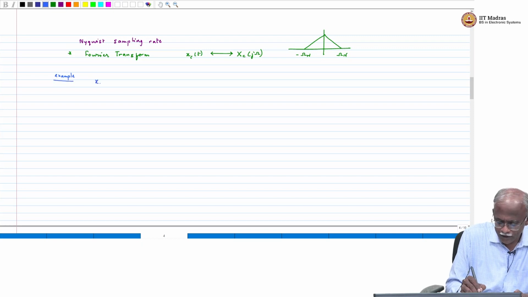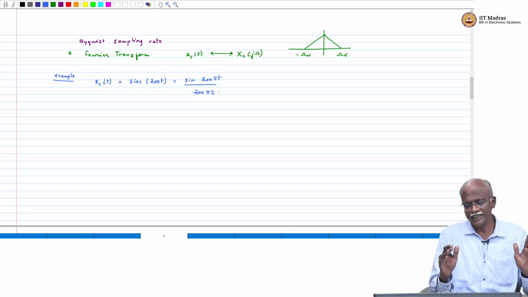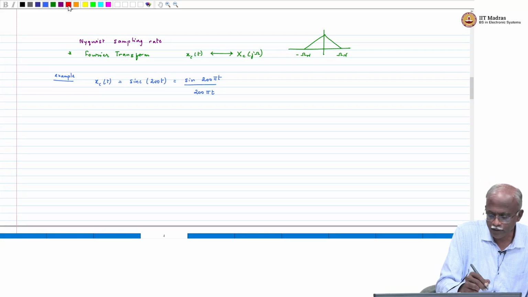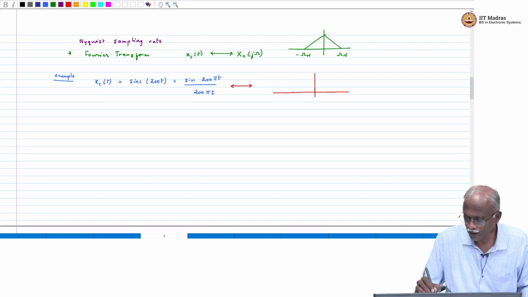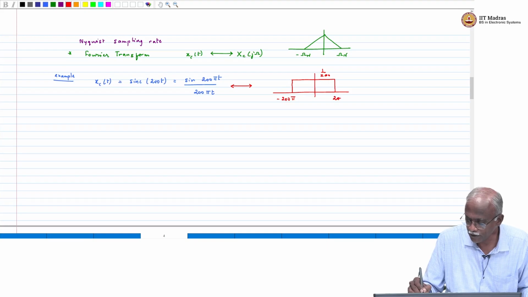We had a signal xc of t given by sinc of 200t. We said that the definition of this signal is sine of 200 pi t divided by 200 pi t. This was the time domain signal. Now, rather than guessing the highest frequency component, we said that we would look at the Fourier transform of this signal. The Fourier transform looks like this. It is a rectangular function with a height of 1 by 200, and what is of interest to us is the highest frequency component. It is from minus 200 pi to 200 pi.